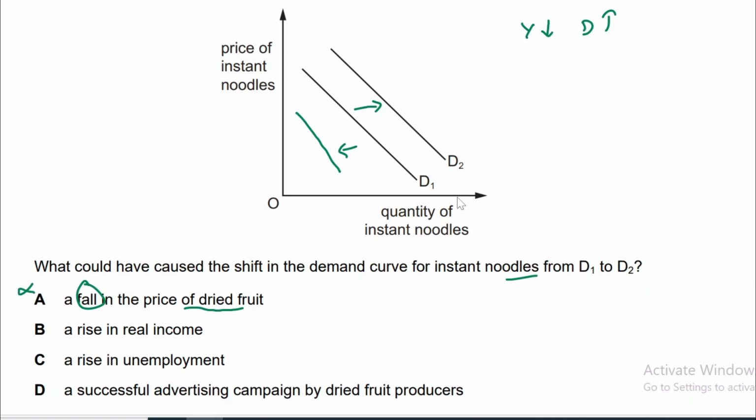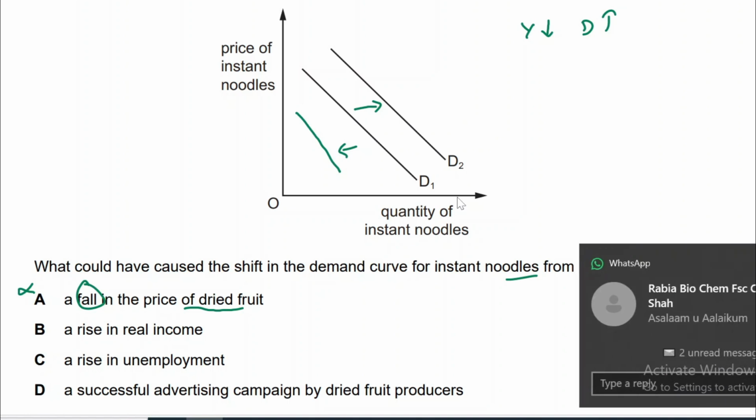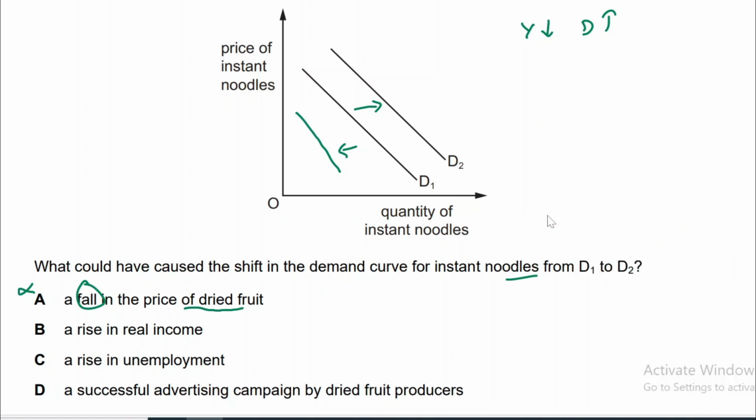Option B: a rise in real income. If income increases, then demand for noodles should decrease, because noodles is an inferior good, right? So if income increases, demand for inferior goods falls, while in this case demand for the inferior good is increasing. So this can't happen, right?